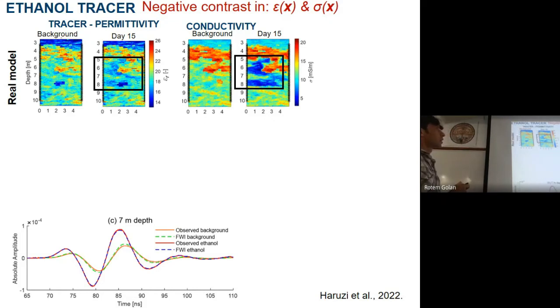So now I'm testing the ethanol tracer, which provides negative contrast compared to the background. Negative contrast in both permittivity and conductivity. So here we have the permittivity background and the permittivity time lapse. On day 15, we see a decrease in permittivity and also a decrease in conductivity.